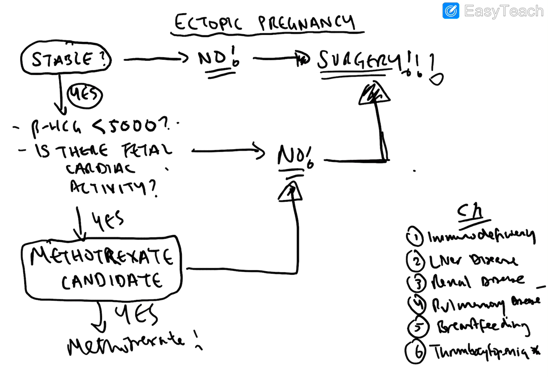This is a quick evaluation of a patient with an ectopic pregnancy. So if the patient is vitally stable, you can move on to the next step. If not, send them to surgery. If the patient's beta-HCG is above 5,000 and there is no fetal cardiac activity, send the patient to surgery. If it's less than 5,000 and there is fetal cardiac activity, you assess, is this patient a candidate for methotrexate? Contraindications to methotrexate include immunodeficiency, liver disease, renal disease, pulmonary disease, breastfeeding, and thrombocytopenia. If the patient does not have any of these contraindications, you can give them methotrexate to eliminate the pregnancy.